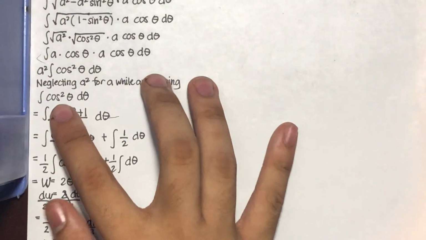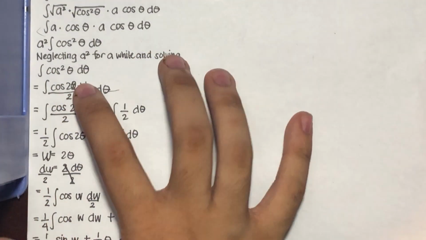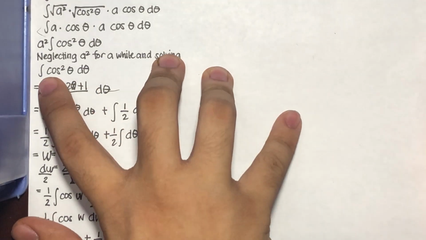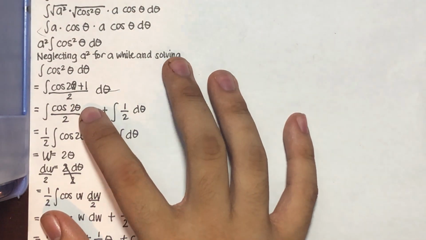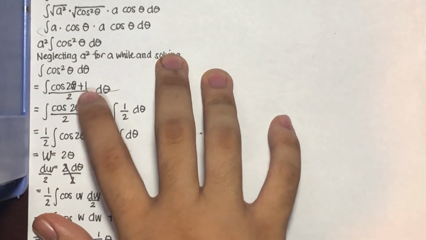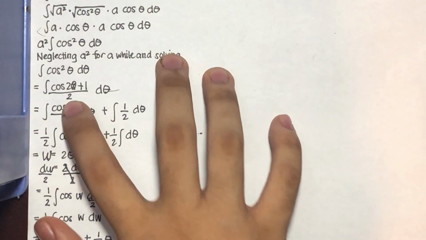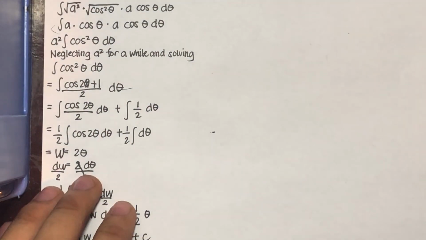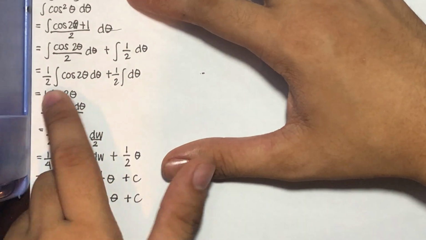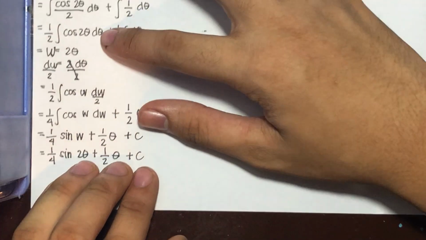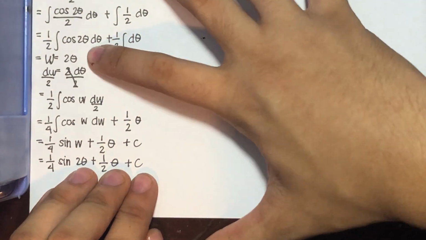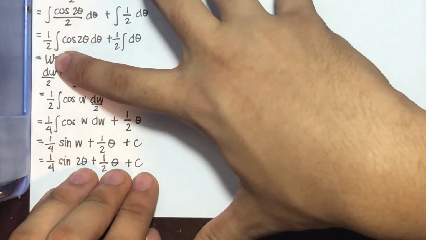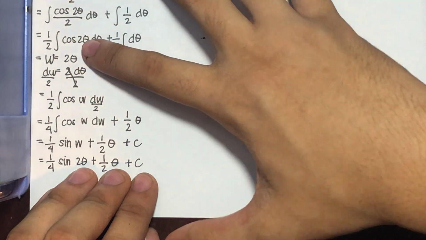So cos squared theta d theta wouldn't directly be integrated, so we have to use an identity for this. It's also equal to (cos 2 theta plus 1) over 2 d theta. We integrate this separately, so we have this, and we just bring out the constants, and we would have this. Now, for this cos 2 theta d theta, it would actually be a bother if we have 2 theta right here. So I just substituted another variable for that.